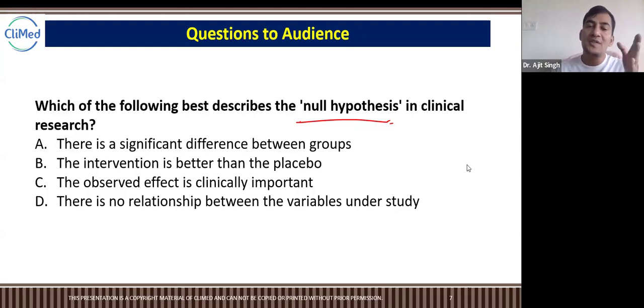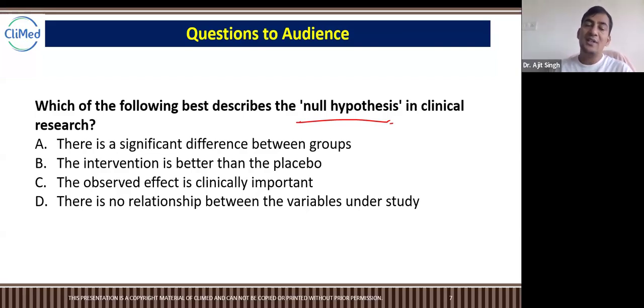So my hypothesis in the starting must be that the development of buccal cancer will be more in the tobacco chewers than the non-tobacco chewers, right? So when we are expecting that something is happening positively, that could be your positive hypothesis.